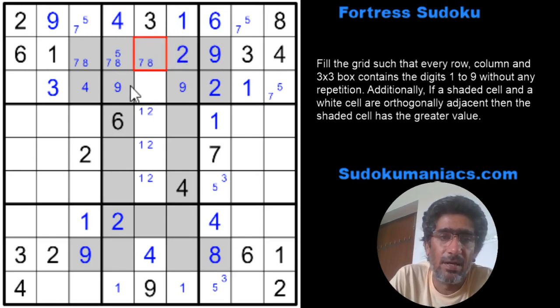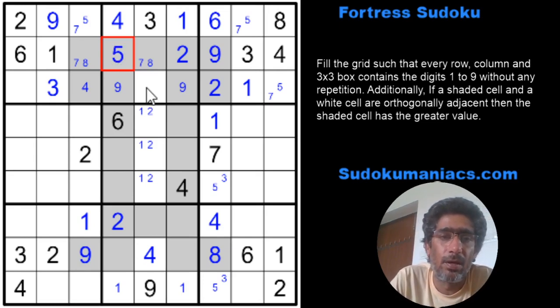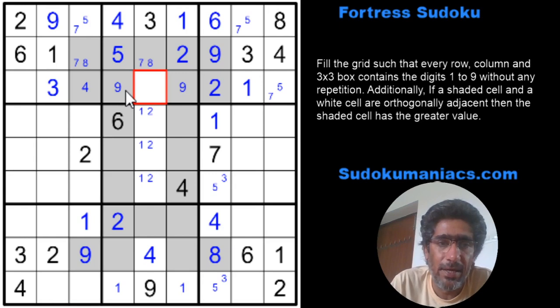So obviously this cannot be a 5. That gives me a 5 in row 2, column 4. Now comes a slight, what do you say, common sense thing that we use here. There are 4 digits remaining in the box too, 6, 7, 8 and 9. And we see that there are 3 gray cells and 1 white cell. And that white cell is adjoining all the 3 grays, right?